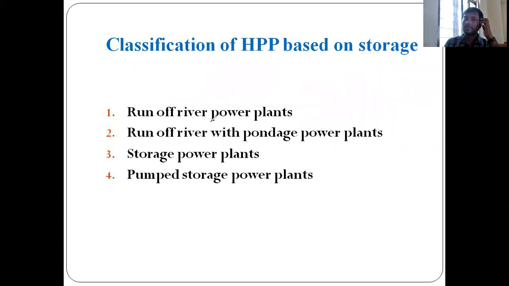Such a power plant is called a runoff river power plant. Only during the flow of water in the river will it produce electricity, without storage of any water. And for runoff river with pondage, across the river a small storage place for water will be there, which is called pondage, and by using that we can produce electricity.